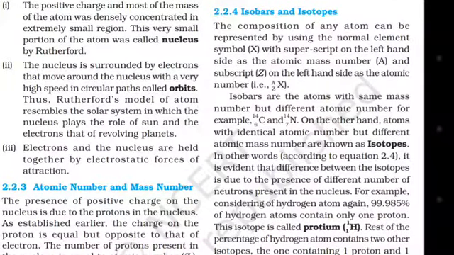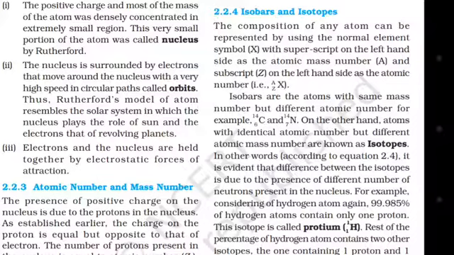The composition of any atom can be represented by using the normal element symbol X with a superscript on the left-hand side as the atomic mass number A and a subscript Z on the left-hand side as the atomic number. That is, A as the left-hand side superscript of X and Z as the left-hand side subscript of X. Now, isobars are atoms with the same mass number but different atomic number. For example, 14C6 and 14N7.